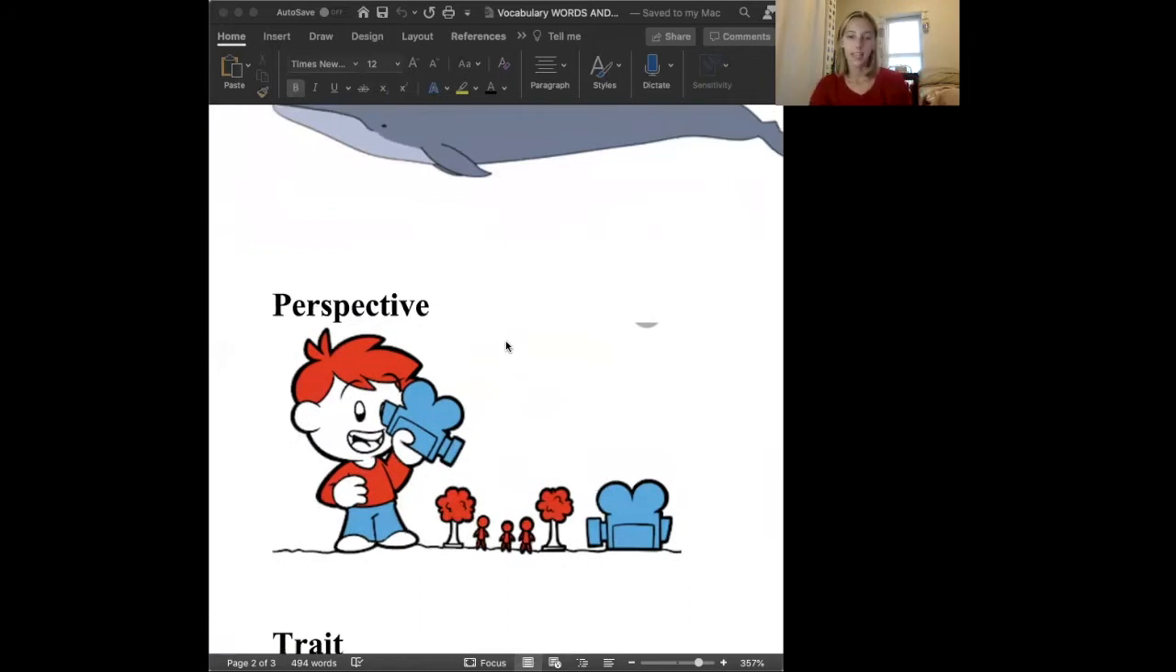So our next word is perspective. Can we say it together? Perspective. Good job. Let's say it all in one word, perspective. Great. Perspective is the way that you see or understand something based off of your own experiences. So you can see the boy is looking at the ground and the ground looks a lot smaller. But when you're on the ground looking up at the boy with the camera, the boy looks very big, and it's based on your own perspective of where you are and your own experiences.